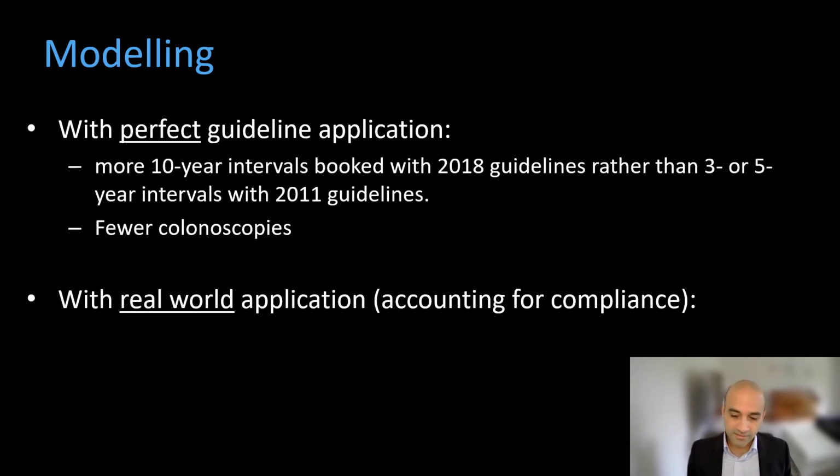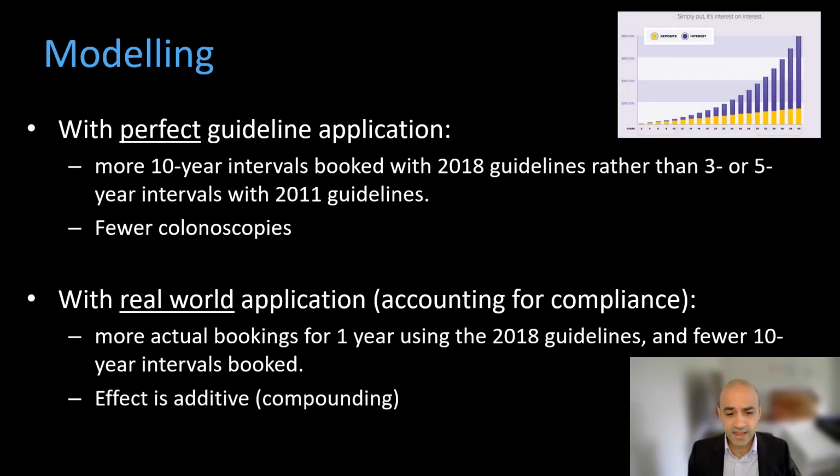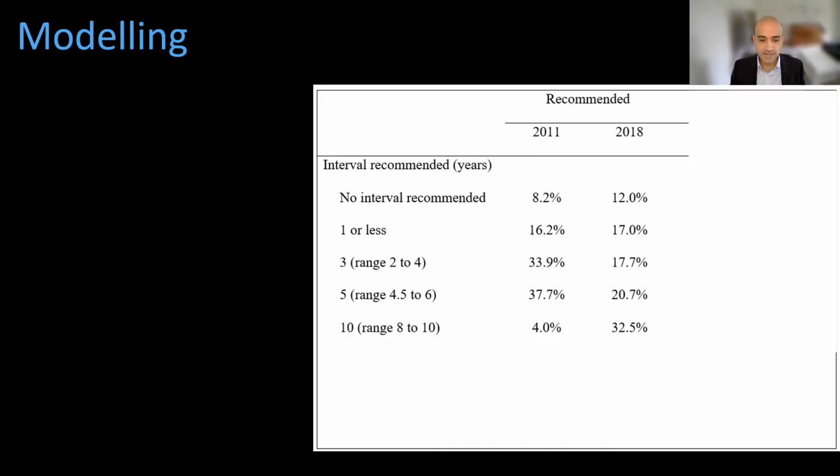However, we do have the problem of compliance, and the fact that compliance with the 2018 guideline was worse. So when we looked at this in the real world, with real-world compliance, with the 2018 guidelines, you actually end up with more 1-year colonoscopies booked because clinicians erred on the side of earlier colonoscopy whenever there was confusion. And that effect is additive because when that patient comes back for their colonoscopy at 1 year, you're still applying the 2018 guidelines, and so therefore you're still more likely to do them earlier. So there's almost a compounding interest effect where you're going to be doing more and more colonoscopies. So I'll show you what this looks like in the actual numbers.